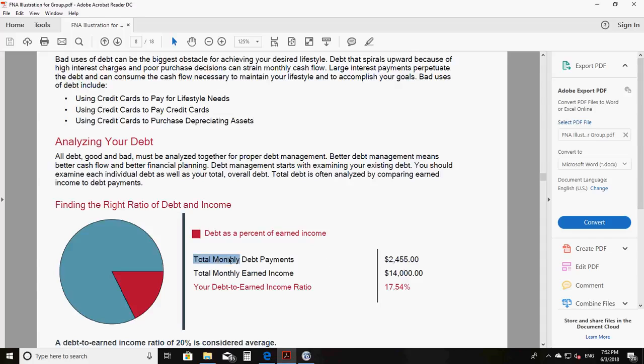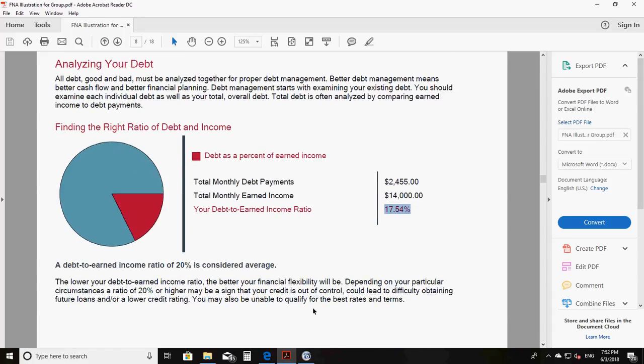So we're taking a look at a couple of things. The total monthly debt payments for the house were $2,455. Total monthly earned income was $14,000. So that's going to give us a debt to earned income ratio a little bit over 17.5%. It's represented by this red piece of the pie right here. Now we're going to allow the client to see that a debt to earned income ratio of 20% is considered average. The lower your debt to earned income ratio, the better your financial flexibility will be.